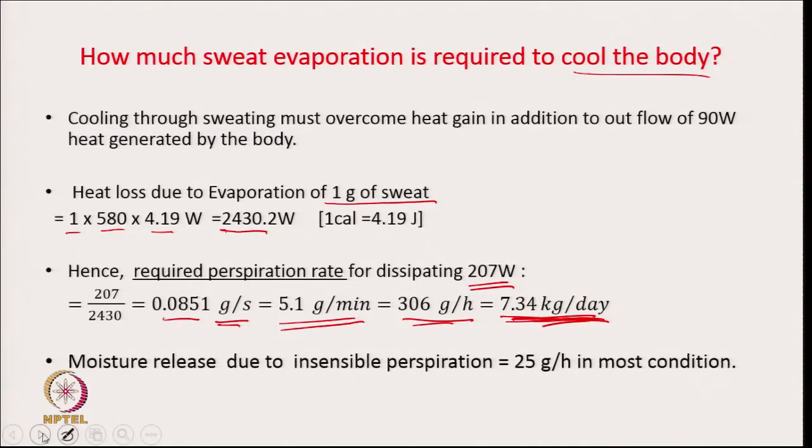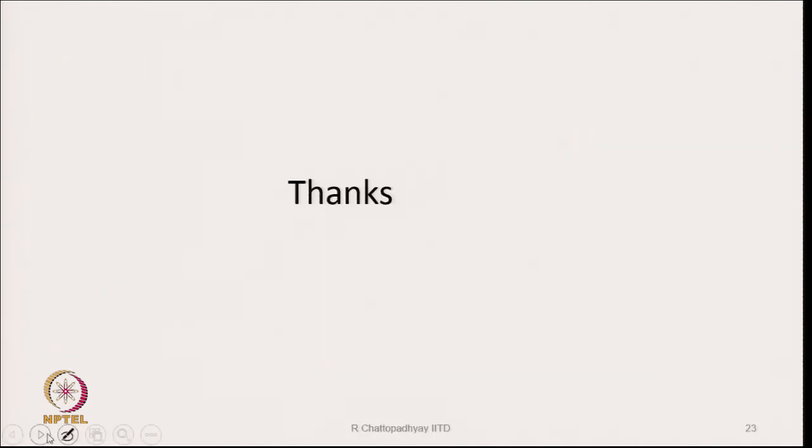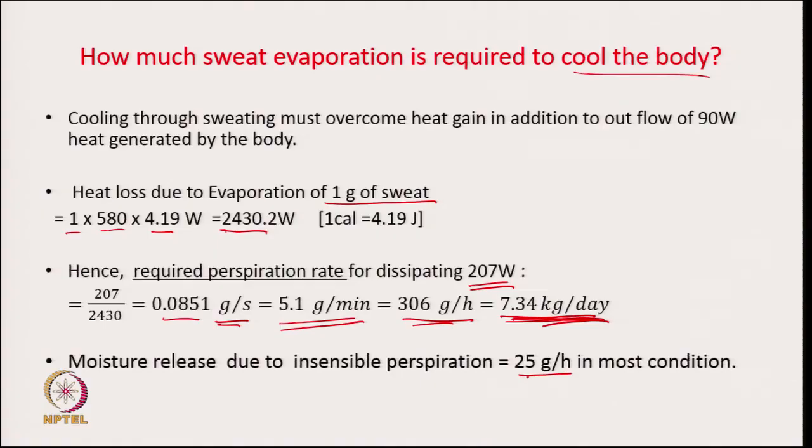With this, moisture release due to insensible perspiration, as we said earlier, is 25 gram per hour. So, 306 is the sweat, and this much may be through the insensible perspiration, but as I said, even then so much sweat cannot be generated by the person, and therefore, it is very difficult to keep the body cool if it is there for a long time.